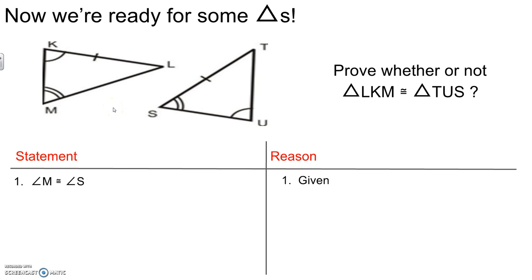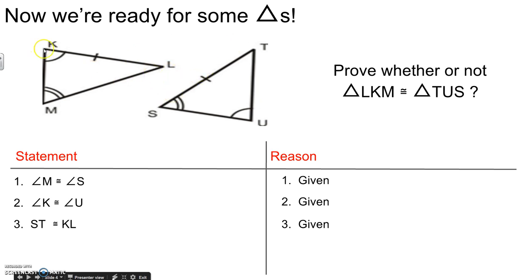So we can start with angle N is congruent to angle S. That was given. Angle K is congruent to angle U, which is also given. And side lengths ST correspond with KL, which is given. Now looking at this diagram, you might be thinking, okay, I have an angle and an angle on the side, an angle and an angle on the side. So can we prove whether these are congruent or not? Let's go to our next step.